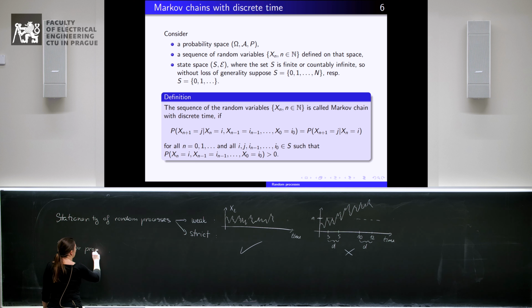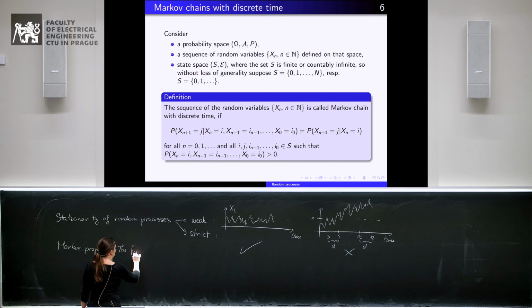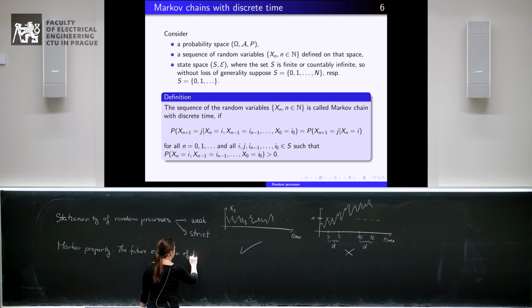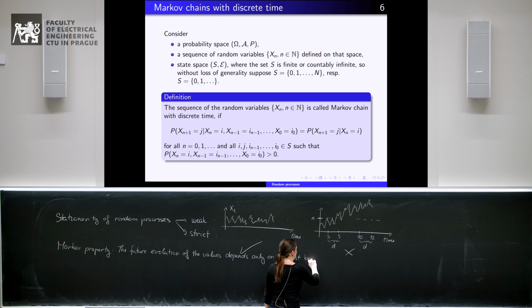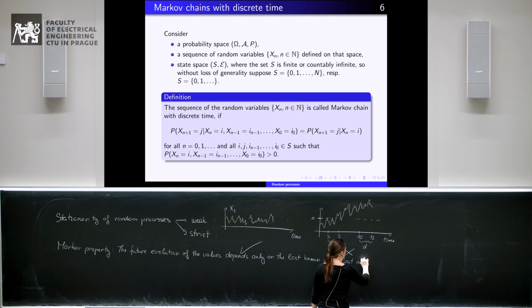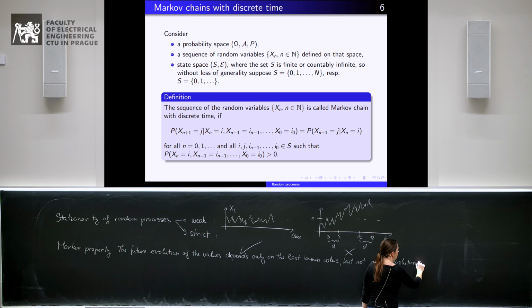So the Markov property from the definition means the future evolution of the values depends only on the last known value, but not on the evolution before. That's how we can describe the Markov property in words.